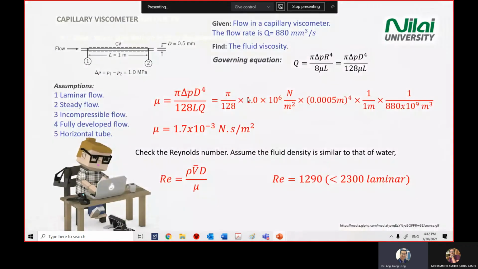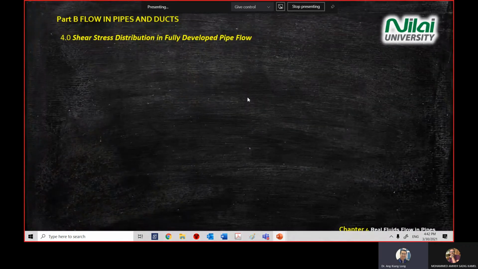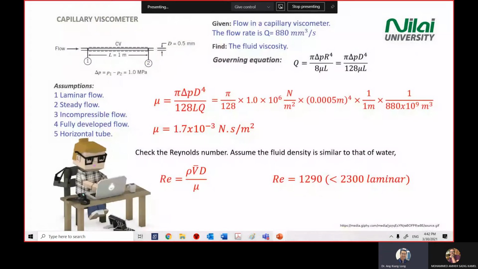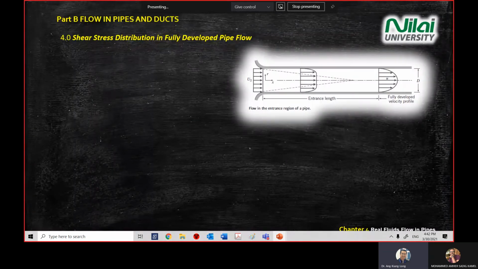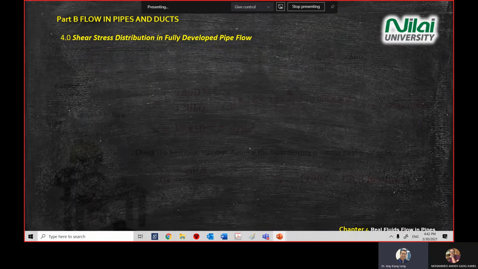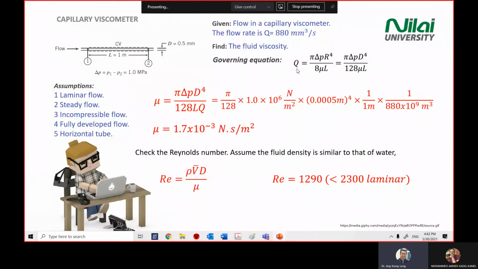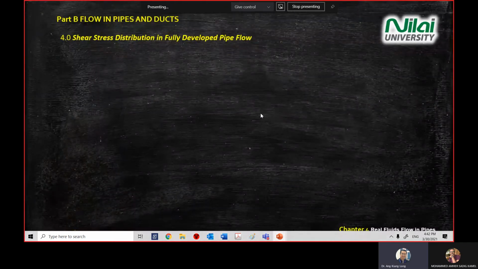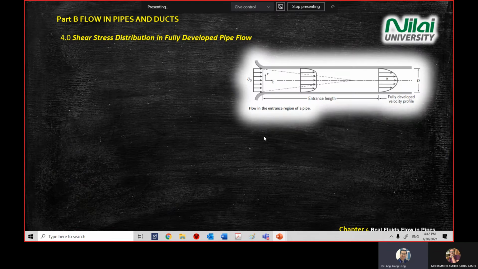Okay, so the next one we look at is shear stress. So we already done the pressure differences. We already done the velocity and Q there. All right. Okay, we will go a bit deeper, and then we call it a day.